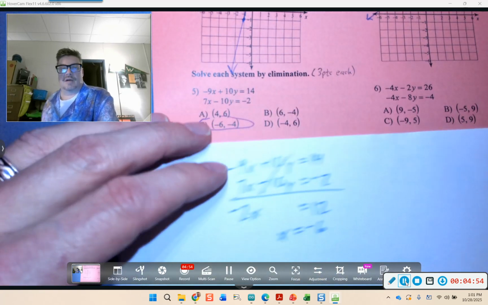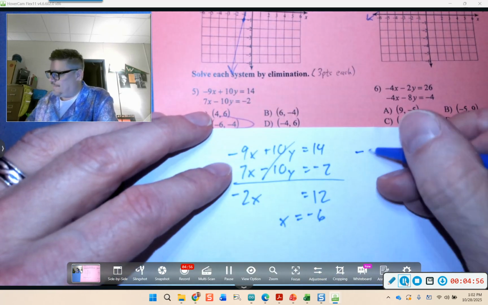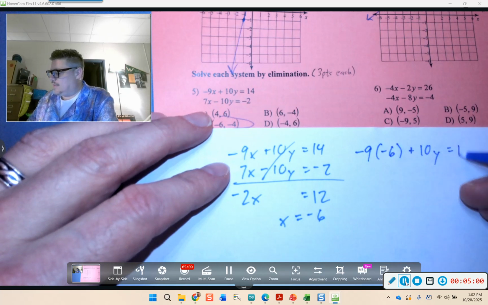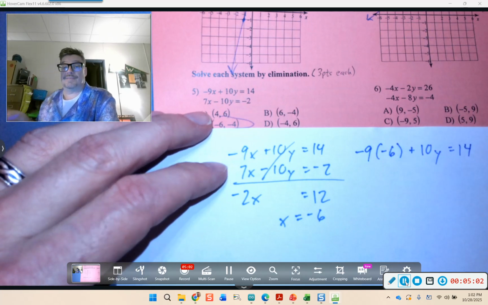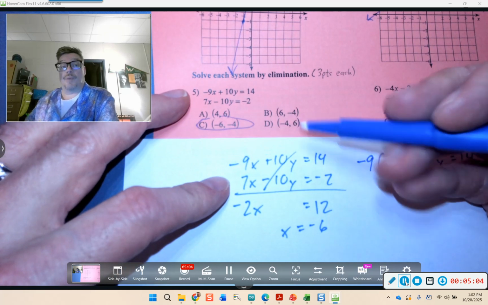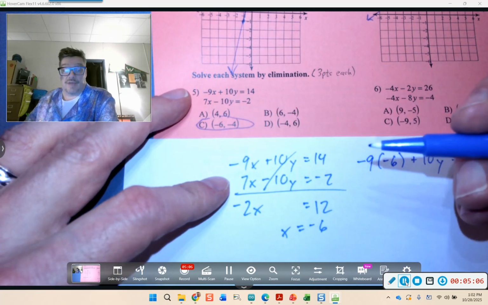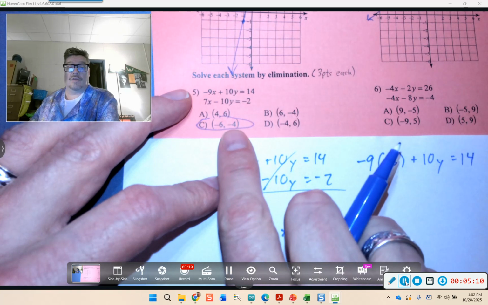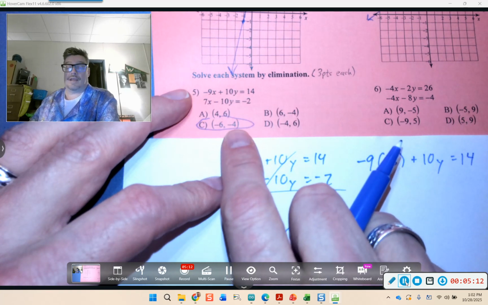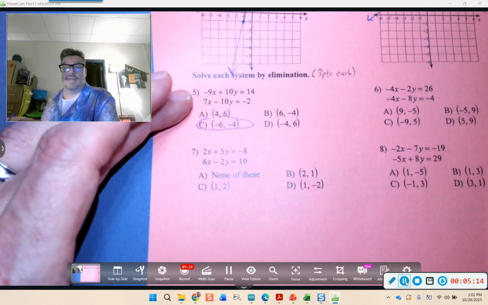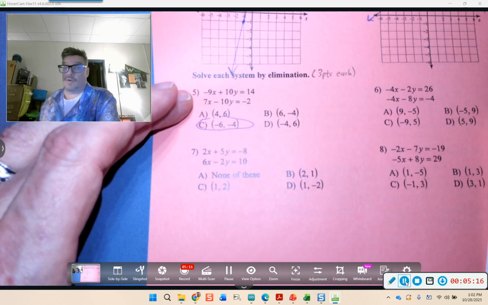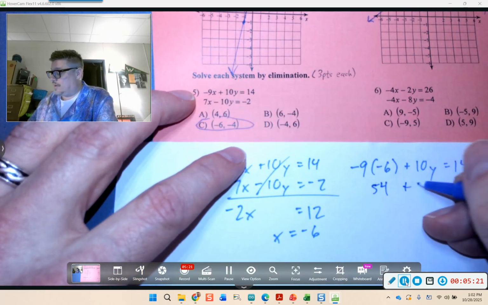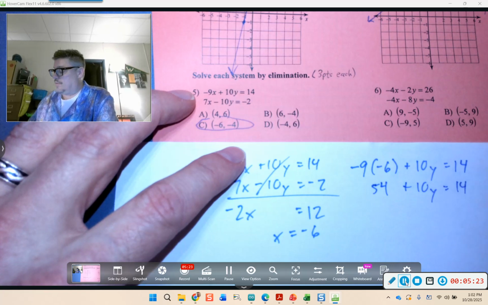But let me just double check and make sure that if I do plug in a negative 6, it equals 14. Now the reason why I'm doing that is because all of your problems are probably going to have a none of these. So even though in your head you're looking for a -4, if you don't get a -4, then you're going to have an answer that is a none of these. So you've got to watch out for those. You can pretty much guarantee those on almost every problem.